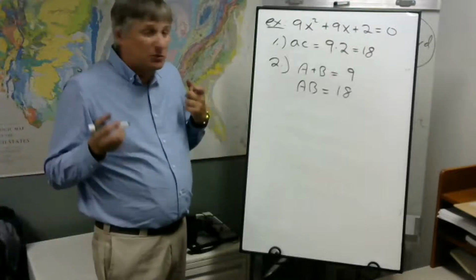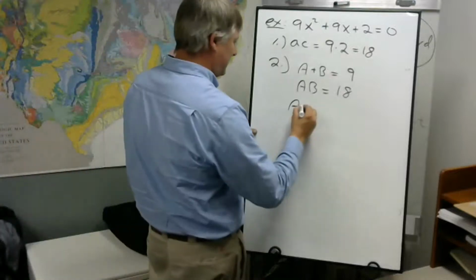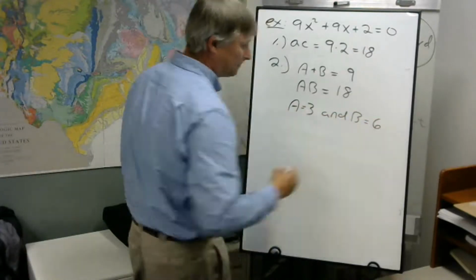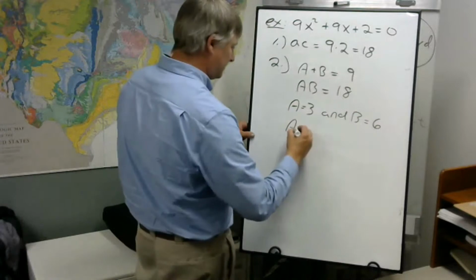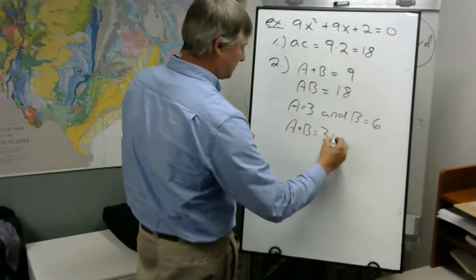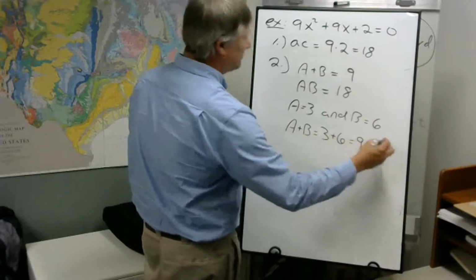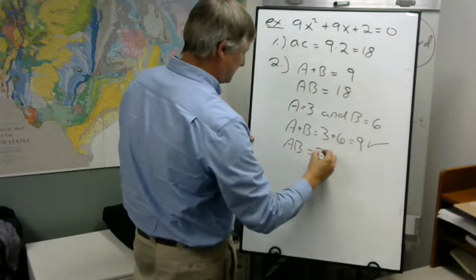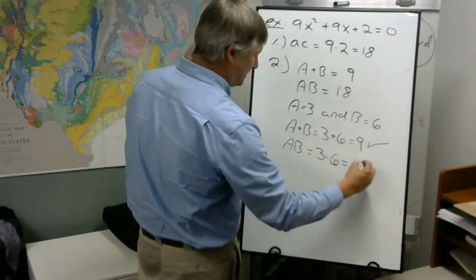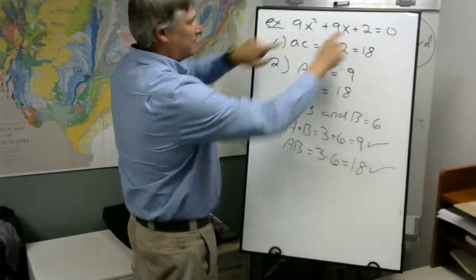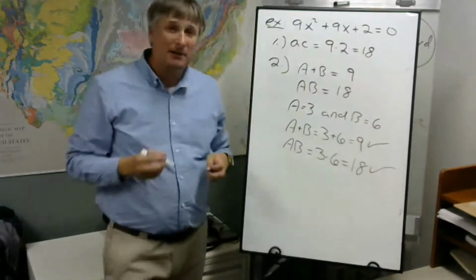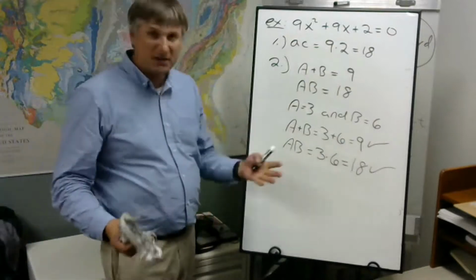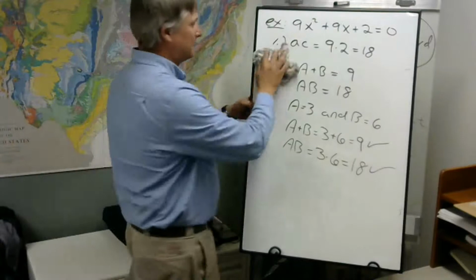So if we think about this, there's two numbers that work. Capital A equals 3 and capital B equals 6. And sure enough, A plus B is 3 plus 6, or 9, which is lowercase b. And then A times B, which is 3 times 6, is 18, which equals A times C. So we have our A and B. There's a third step. Now we know that our two numbers, capital A is 3 and capital B is 6.